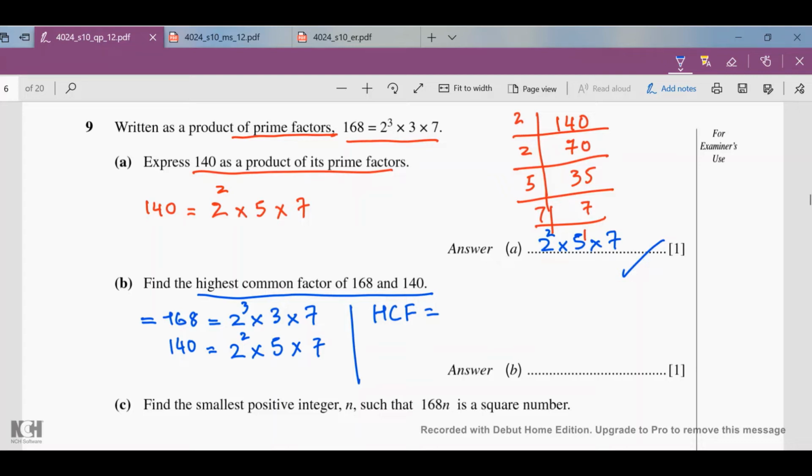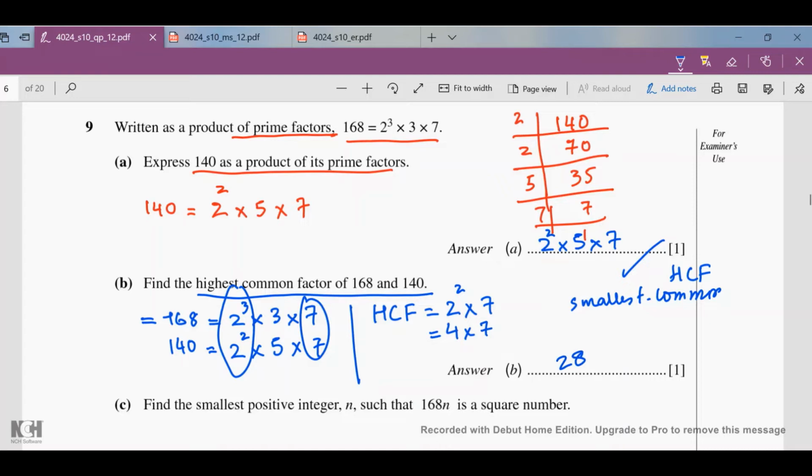In highest common factor, the method is what? That you have to write the smallest common, it is reverse. In highest, we are writing smallest. What is smallest common in this? 2 square and only 7. And that's your answer. That's 2 square is 4 into 7 is 28.